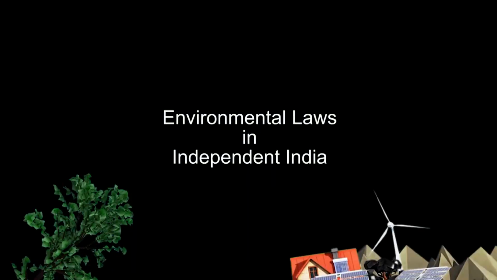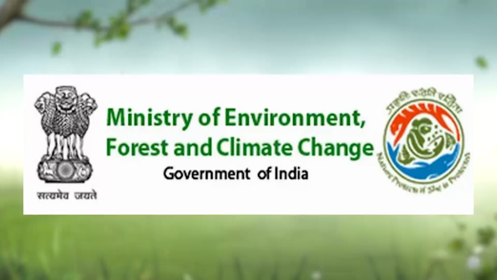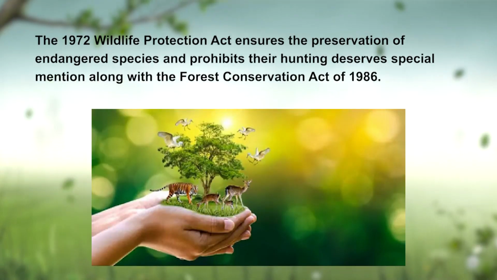Now let us discuss the last portion of our topic, that is the environmental laws in independent India. The environmental concern among the official circles of GOI started only after India attended the Stockholm Conference. In 1985, we set up the Ministry of Environment and Forest, which is now called the Ministry of Environment, Forest and Climate Change. The 1972 Wildlife Protection Act, which ensures the preservation of endangered species and prohibits their hunting, deserves special mention, along with the Forest Conservation Act of 1986.